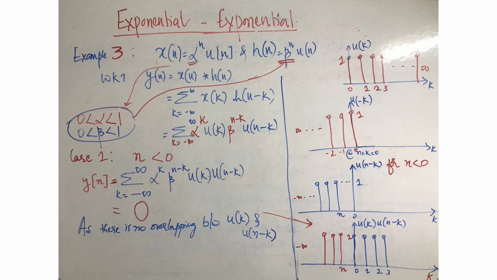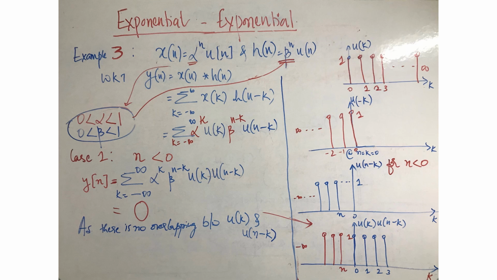Now again we need to find the convolution sum for two cases. One is for n less than 0, the other one is n greater than or equal to 0. Now for the first case n less than 0, y of n is summation k equal to minus infinity to plus infinity alpha to the power k beta to the power n minus k u of k into u of n minus k. Let us keep these two factors as it is in the equation and we'll try to represent u of k and u of n minus k graphically as in the last two examples.